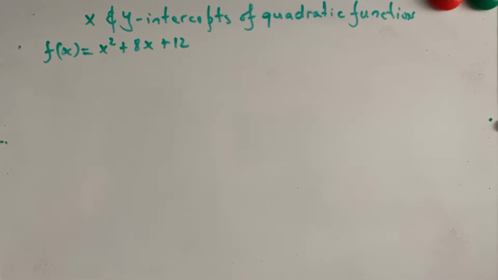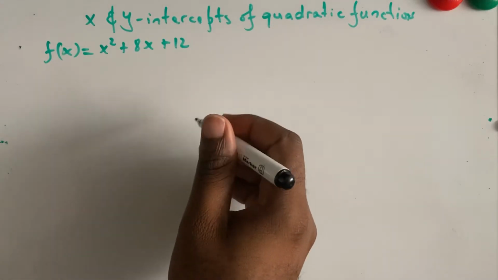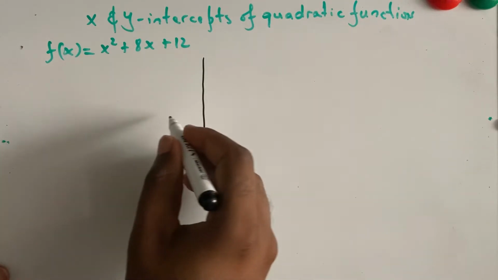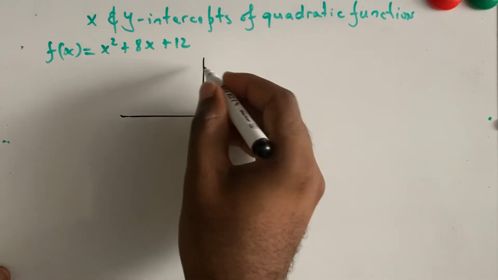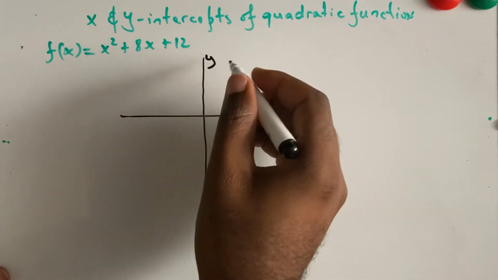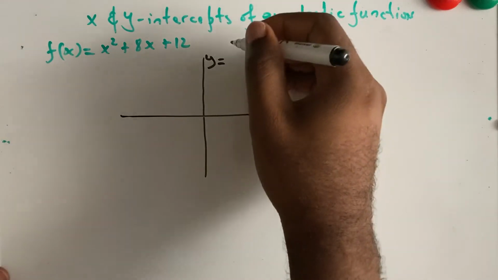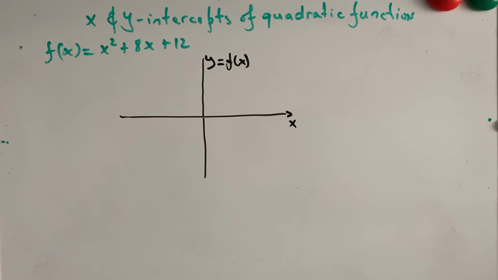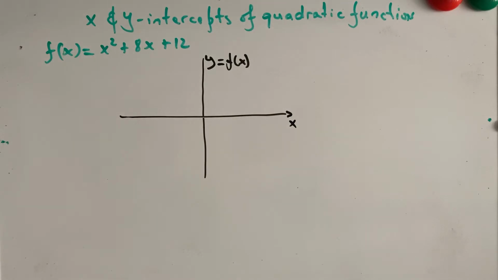Some things to know here, guys, is that whenever we say x and y-intercept, we're talking about the coordinate plane, with the x-axis and the y-axis. The y-axis would be the values of the function when the x value is given, so the output value, and the x-axis is the input value, okay?